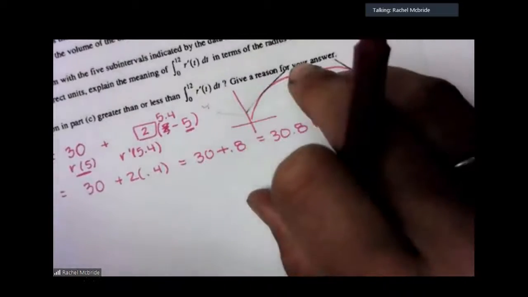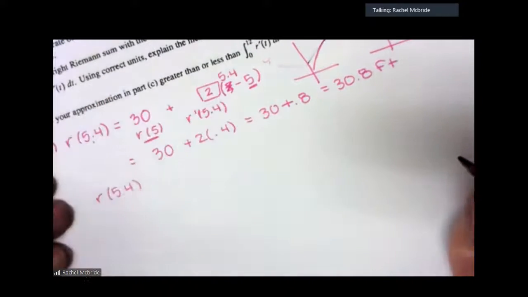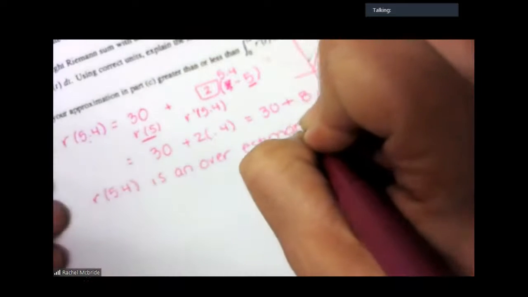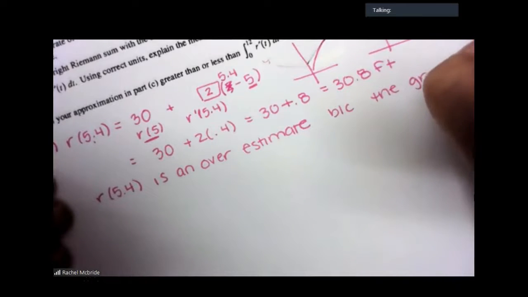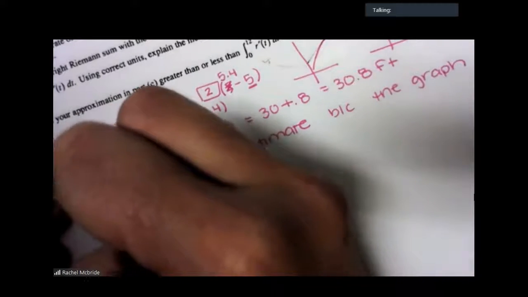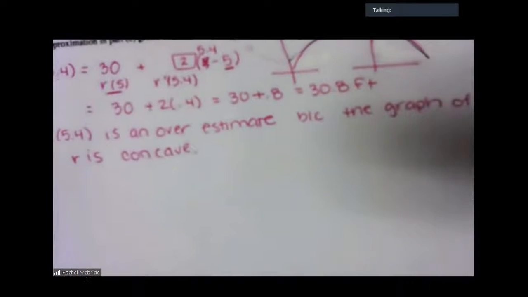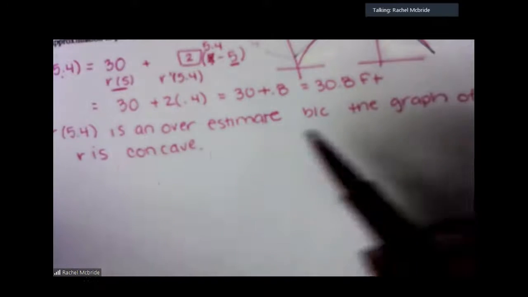Based on the idea that it is concave down, and that's why I drew both scenarios, we know that R of 5.4 is an overestimate because the graph of R is concave down. So the estimate is greater than the original.